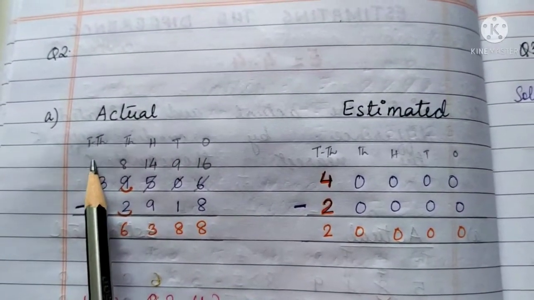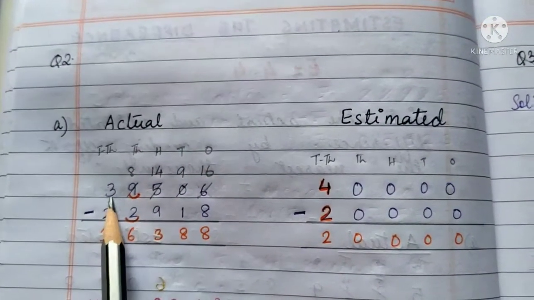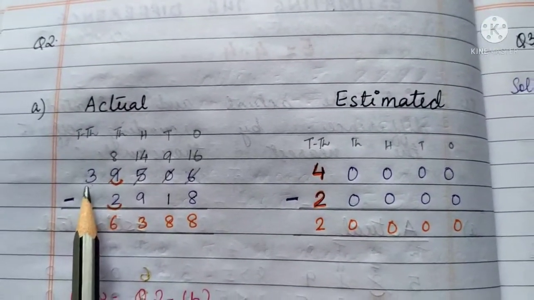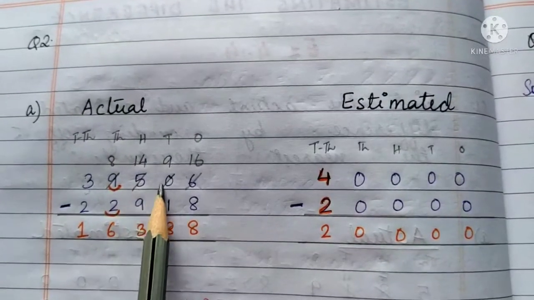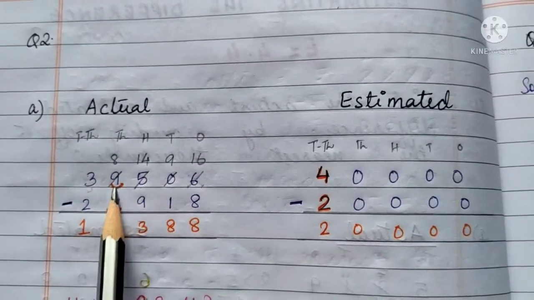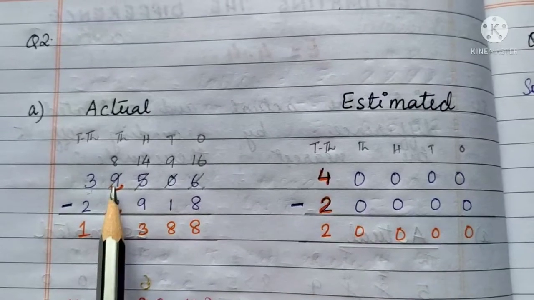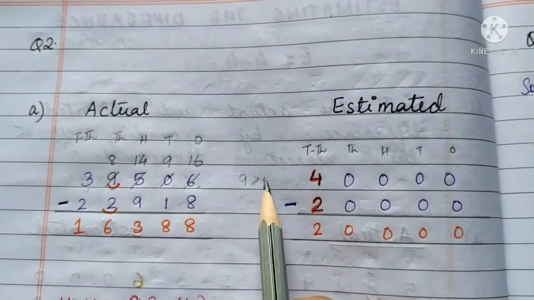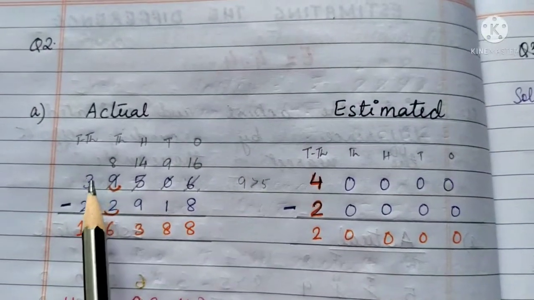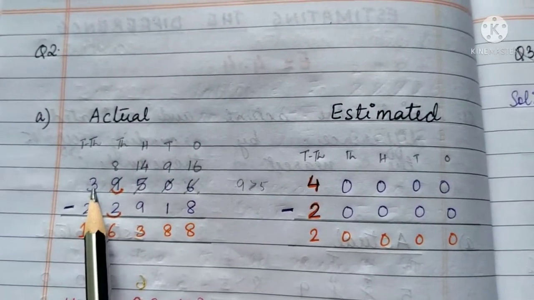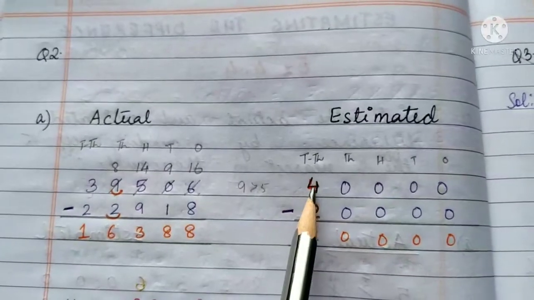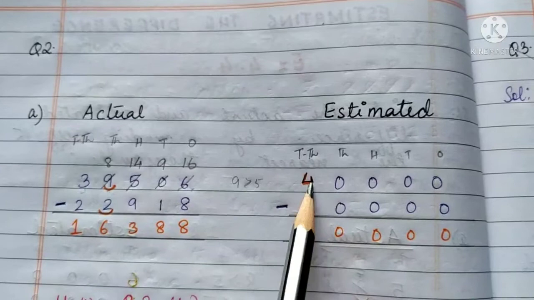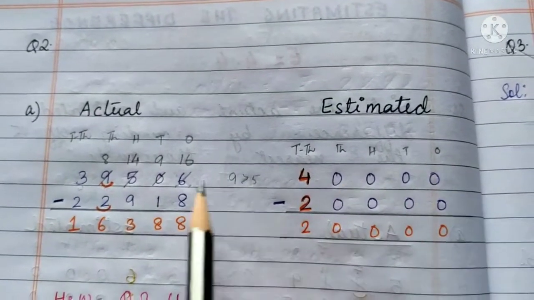Similarly, when we are rounding off to the nearest 10,000s, we have to check the digit at the thousands place. Here the minuend is 39,506. The digit at the thousands place is 9. So 9 we know is greater than 5. So the digit at the 10,000s place 3 will be increased by 1. It becomes 4. So 39,506 is rounded off to 40,000.